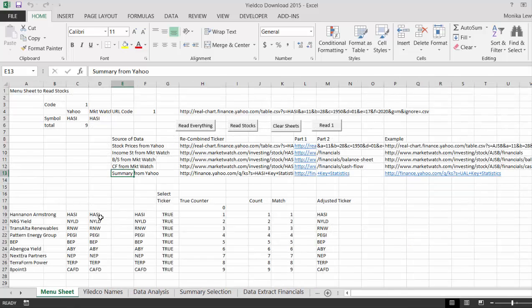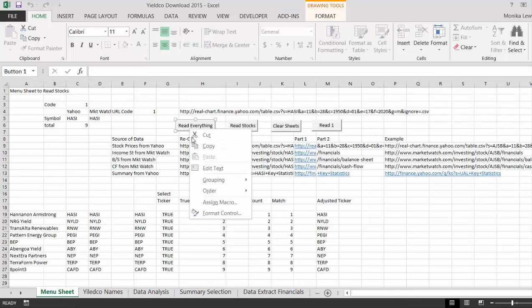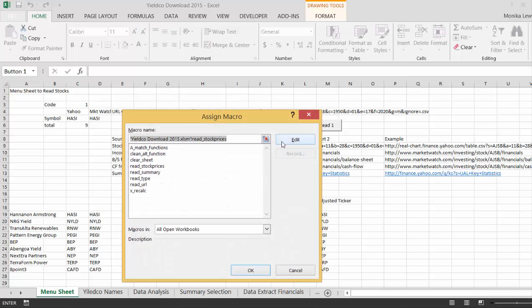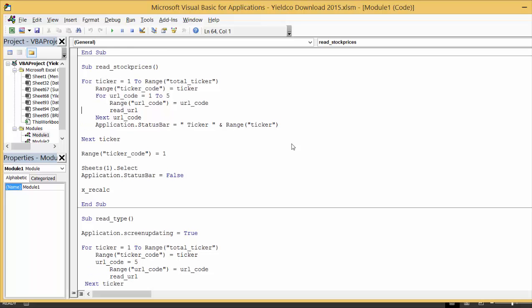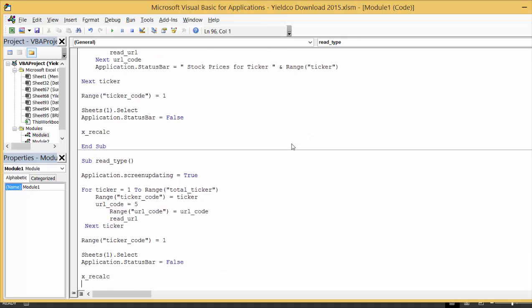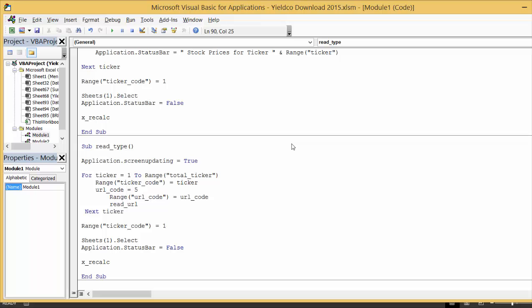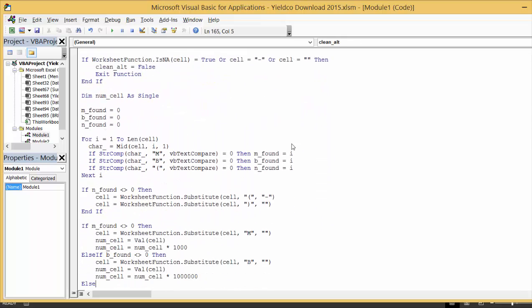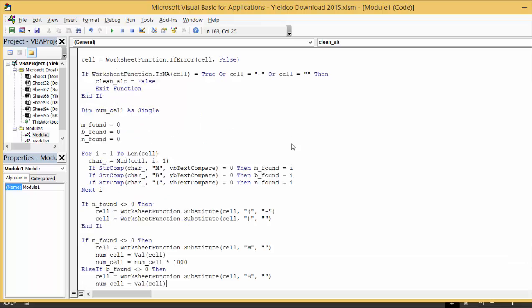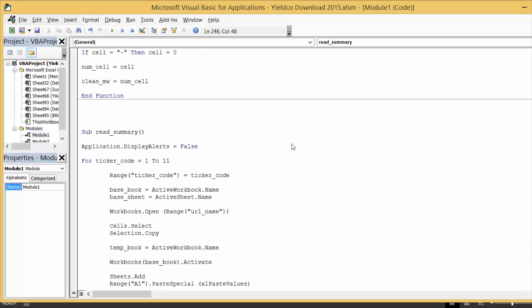Now, I've got to put a template here. When we read all these things, it says read stock prices. Here I should read stock prices for a ticker, and then we have read ticker code. Just a minute. Where's the rest of these reads? Ah, now there are a whole bunch of little macros in here.